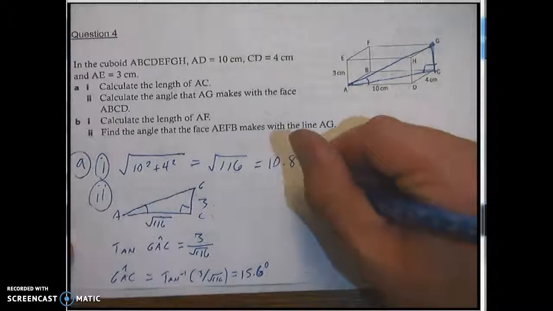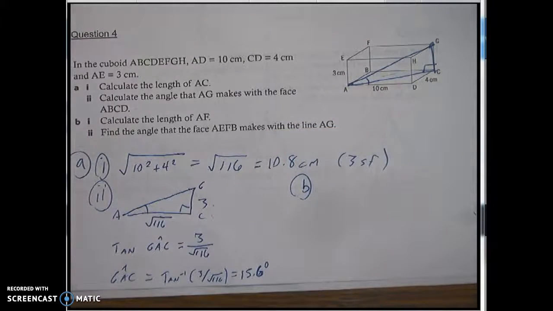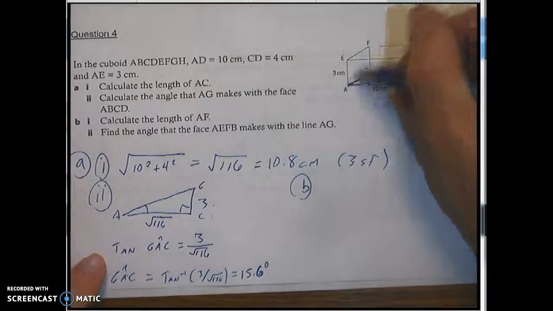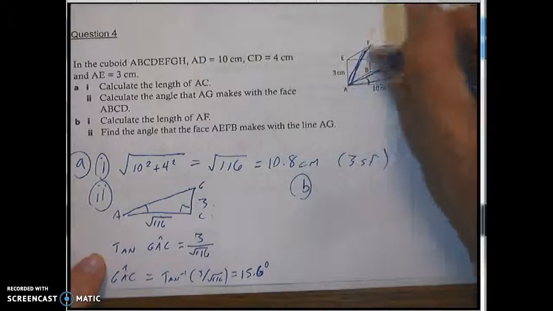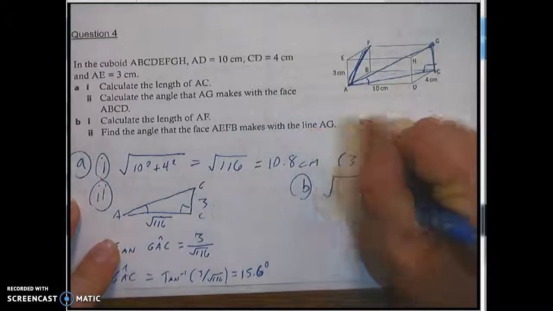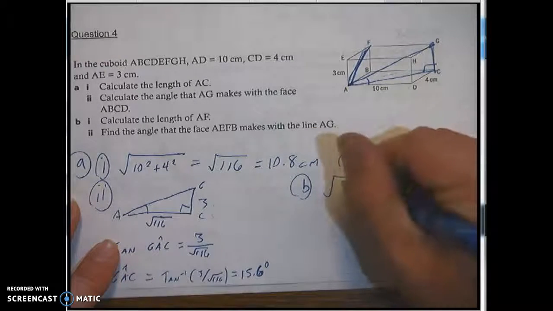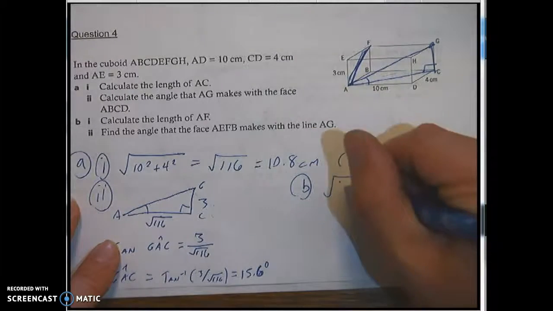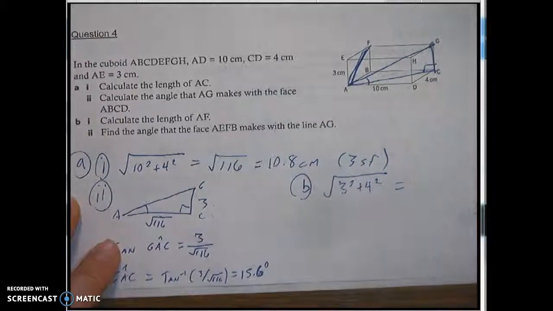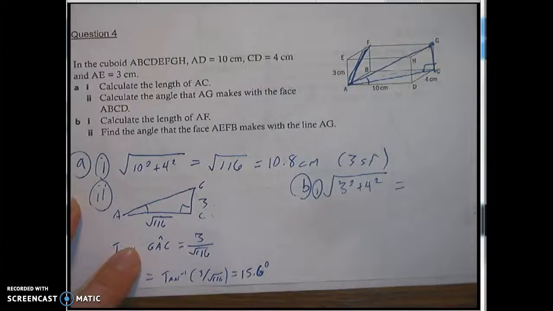All right, part B, which I'm going to do right here, calculate the length of AF. Well, that's just the hypotenuse of this other right triangle here. So from F to B, that's 3. From A to B, that's 4. So I'm just looking for the square root of 3 squared plus 4 squared. That's 9 plus 16 is 25. The square root of 25 is 5 centimeters. That's the length of AF.